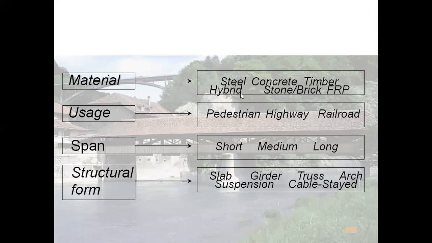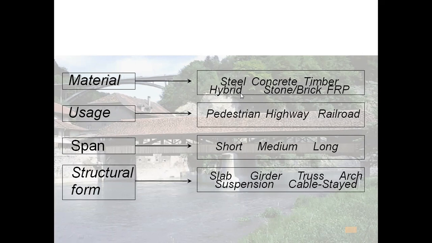Composite bridges are nothing but hybrid bridges. And you can even find stone bridges also. In olden days, the bridges were constructed with stones, nothing but masonry bridges. So stones in the sense masonry bridges. Like this, there are different materials with which you can construct bridges.